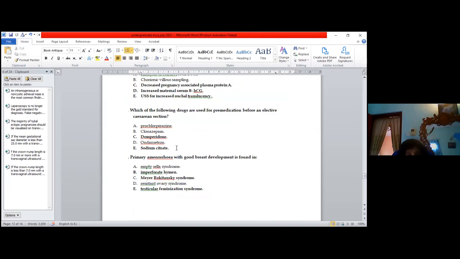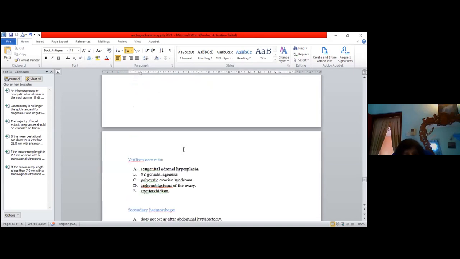Imperforate hymen, yes, because the hypothalamo-pituitary ovarian axis is normal. It's a structural defect. Mayer-Rokitansky syndrome, yes, because again it's a structural syndrome. Resistant ovary syndrome, no, because the ovary has failed. There's no estrogen. Testicular feminization, which we now call complete androgen insensitivity, yes. We explained that a few minutes ago. So B, C, and E are correct. This I explained a few minutes ago.